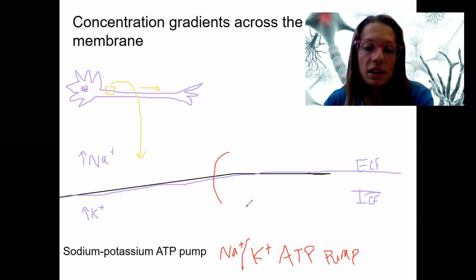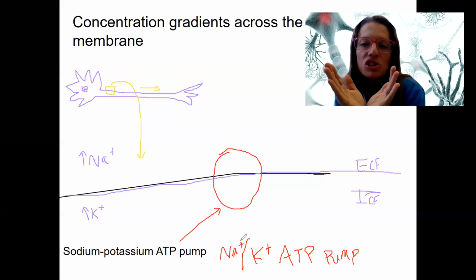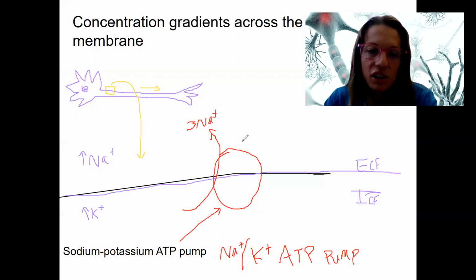This pump is a protein that's actually embedded within the cell membrane. It's a transmembrane or integral protein. We're not going to go through the mechanisms, but it is going to open on one side and then switch and open on the other side. That's going to allow 3 sodiums to pass from the inside of the cell to the outside. And when it opens up in that direction, it's going to pick up 2 potassiums and bring them inside the cell.